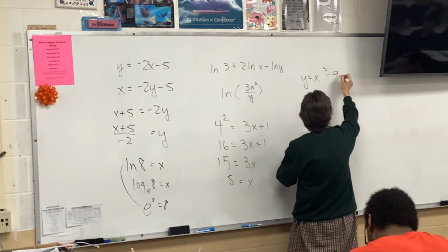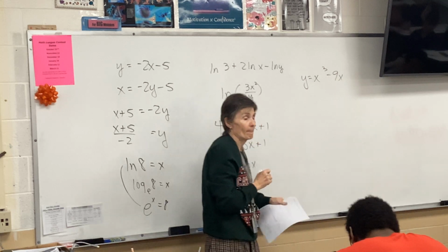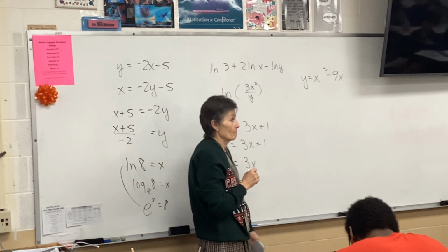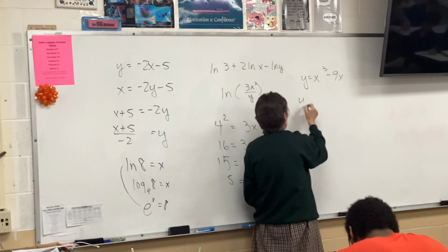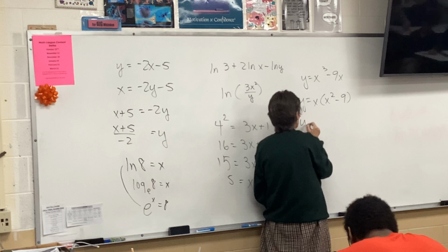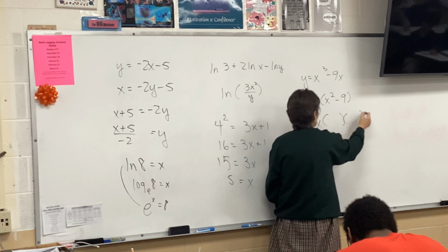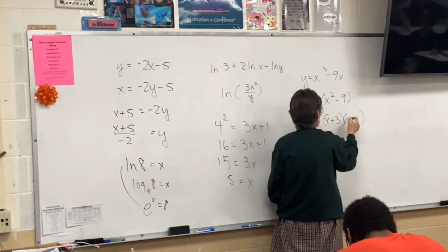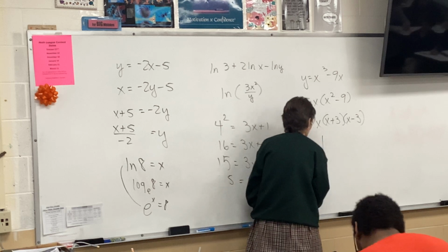X cubed minus 9x. Take out an x. Let's factor it, so we'll pull out an x, and we're left with x squared minus 9, and then what about that? Difference of squares. So now I'm ready to sketch it.